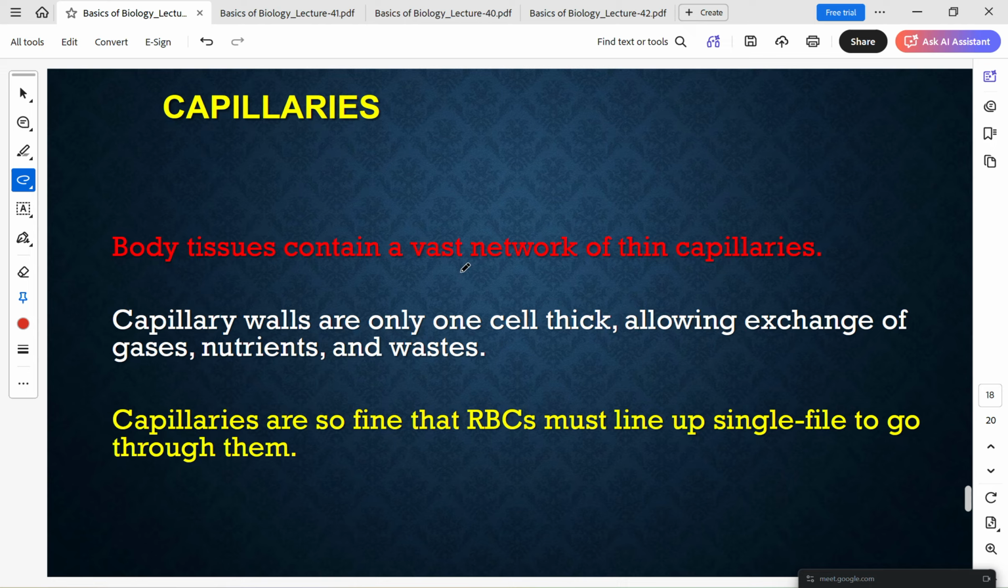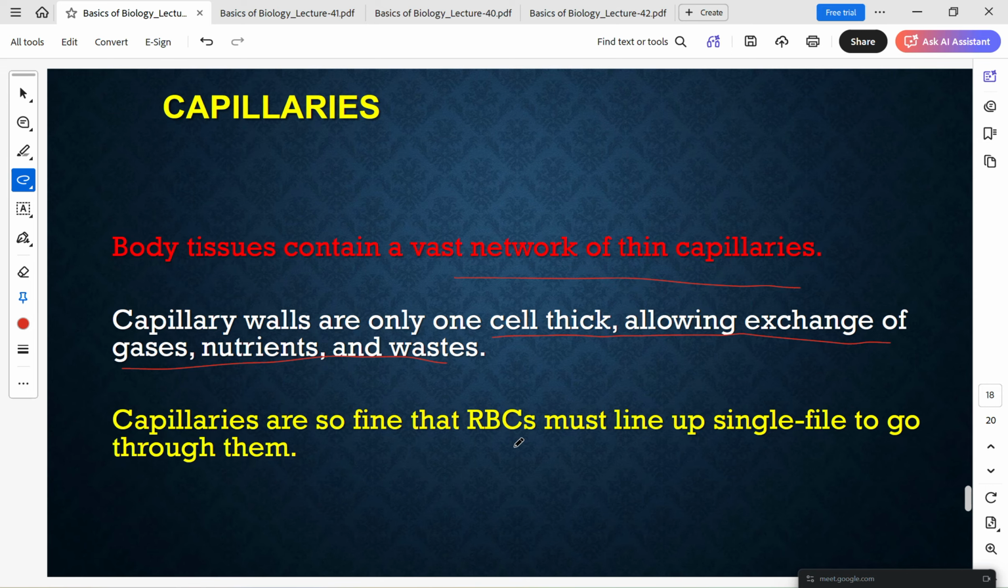The body tissues contain a vast network of thin capillaries. They are only one cell thick, allowing for the exchange of gases, nutrients, and waste. They are also so thin that the RBCs must line up in a single file to go through them. So they are on the order of a few microns. There are some spaces in between in case immune cells need to go from the bloodstream into the organ system or into the lymph.